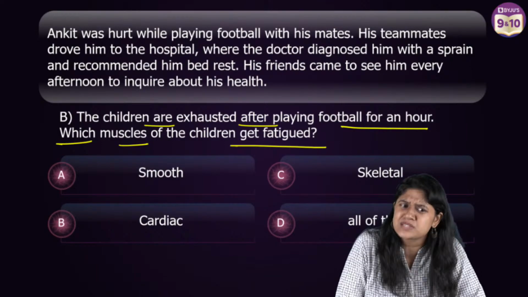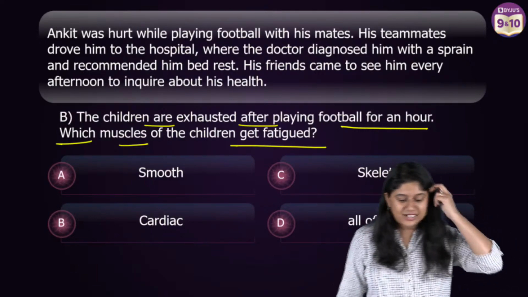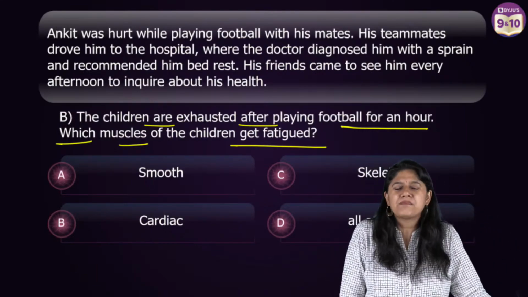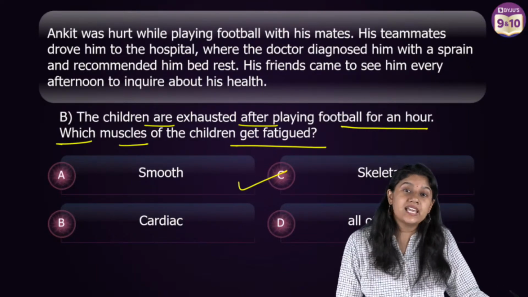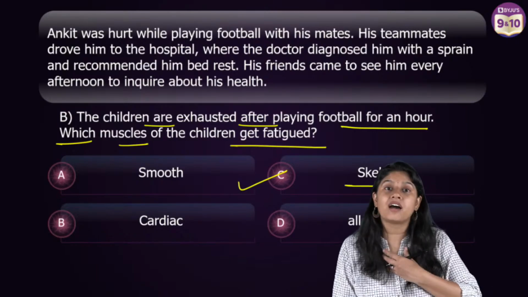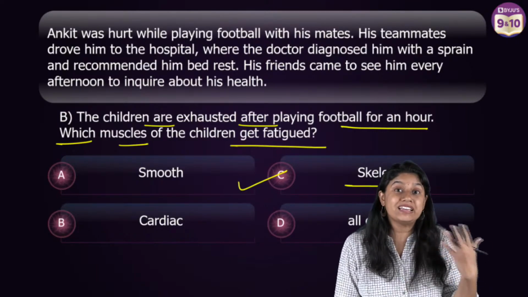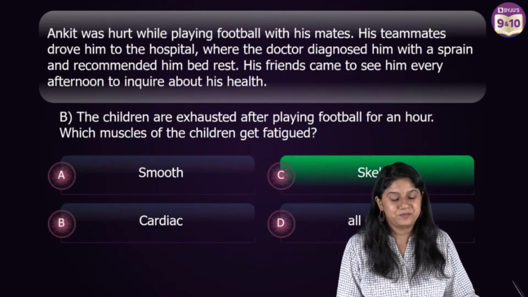Very good. Some of you are saying smooth muscle. It should be the skeletal muscle, right? For example, if we are playing for a long time and we have fatigue, the main reason is the skeletal muscle, the striated muscle. The skeletal muscles are in our control, right? They are voluntary in nature, which you and I can control. So, option number C is the correct answer over here.